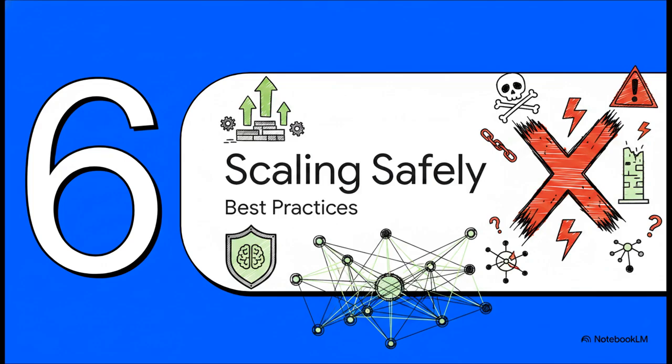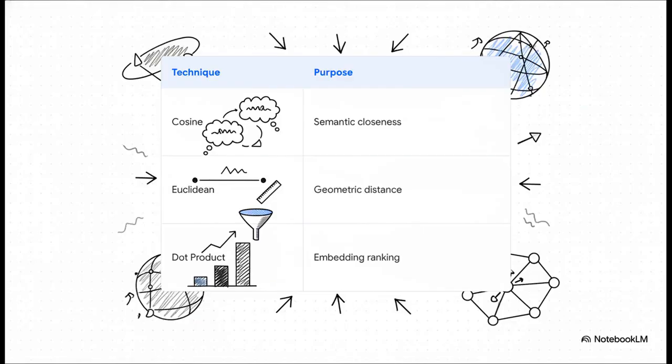Section 6. Scaling safely with best practices. Let's run through a rapid-fire rundown of what to do and, more importantly, what to avoid. When tuning your vector search, the math matters. You can vastly improve your accuracy by matching the right similarity technique to your specific needs. Cosine similarity is pretty much your go-to for checking semantic closeness regardless of text length. But understanding how that differs from Euclidean distance or dot product is crucial for a highly accurate retrieval pipeline.